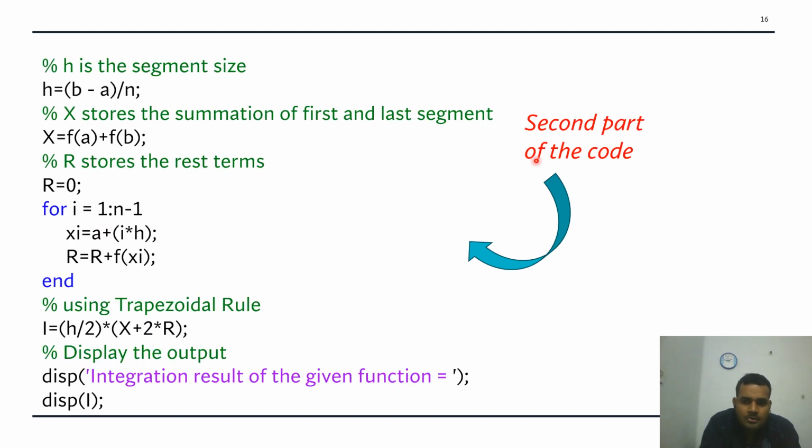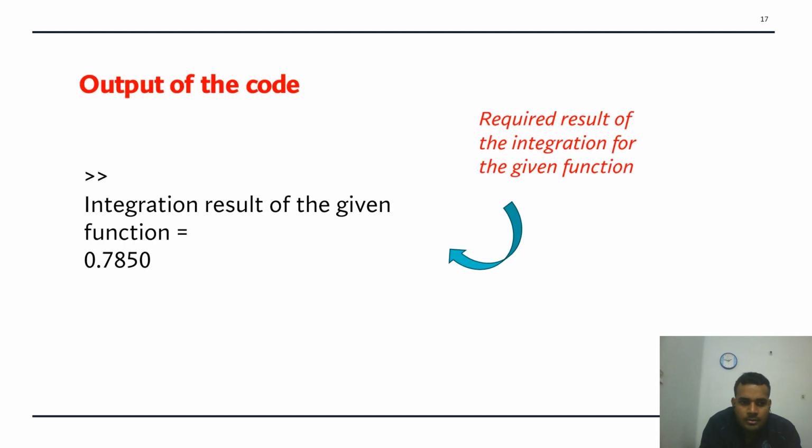Now in the second part of the code we will define h, which is the segment size, and then define the x variable which stores the summation of the first and last segment, and then using the for loop we will store the rest of the terms in R, and finally using the trapezoidal rule formula we will store the values in I, which is the integration result of the given function, and then for display we will use the disp function for displaying the output.